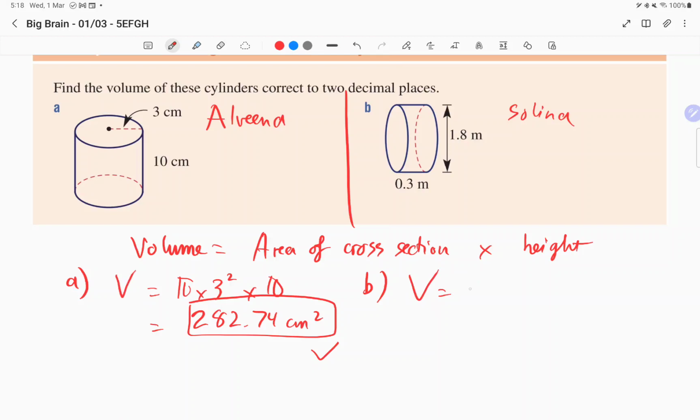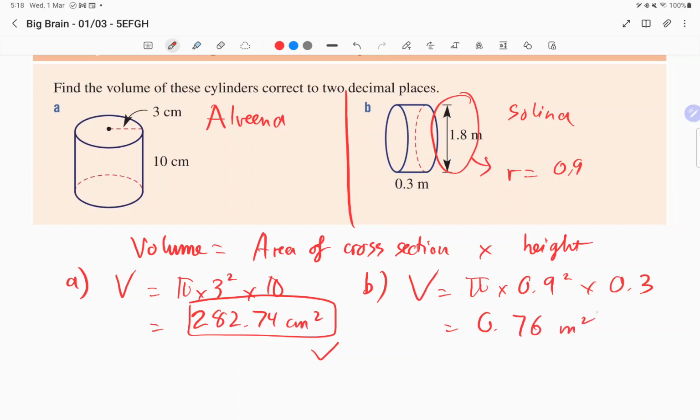So volume, for question B, is pi times radius, but note that this is a diameter, so the radius is half of that, which is 0.9. Well done, Selina, for picking that up. So that will be pi times 0.9 squared times the height, which is 0.3. Alvina, any question there? No? Okay. And then calculating that, 0.76 meters squared to 2 decimal places is the answer for that one.